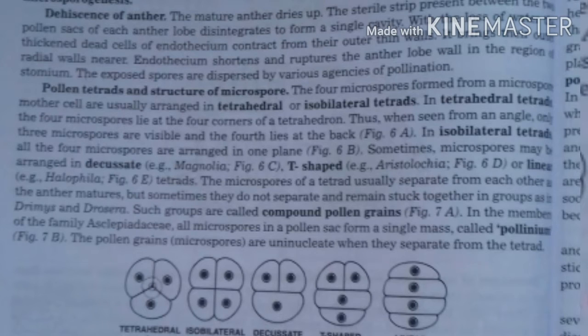Now I am talking about dehiscence of anther. On the maturation of anther, the middle layer and tapetum disorganize, leaving behind epidermis and endothecium in the wall layer. The most common mode of dehiscence is through longitudinal slits. The endothecial cells in the middle of the anther lack thickenings, and such thin walled cells are called stomium.